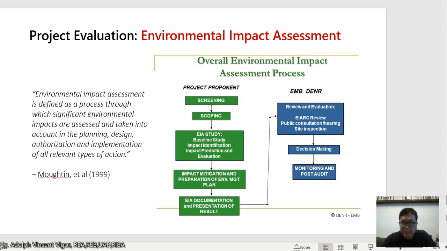Then this is at the project proponent level, and we go to the EMB or the DENR, where it's going to for review and evaluation by the EIARC review, public consultation and hearing, site inspection, then you go to the decision making, and then the monitoring and post audit.